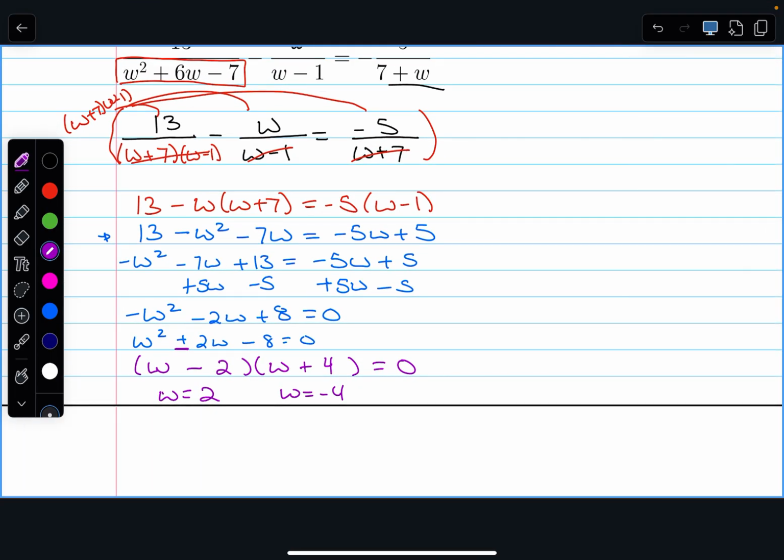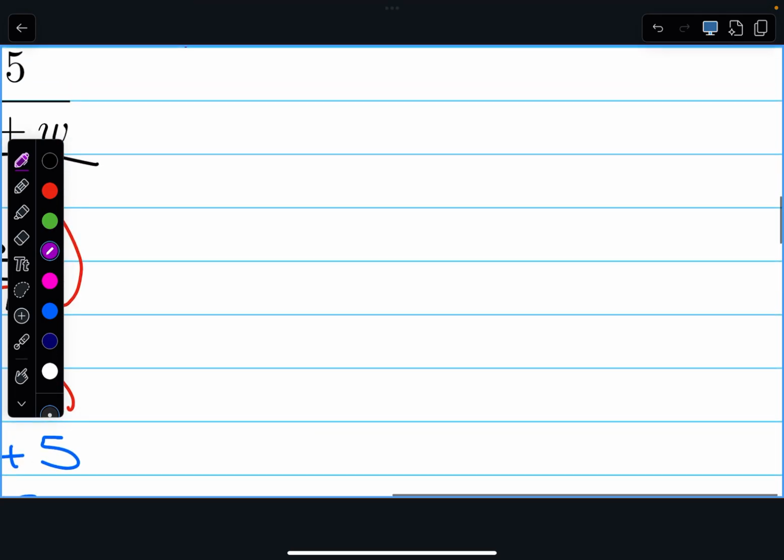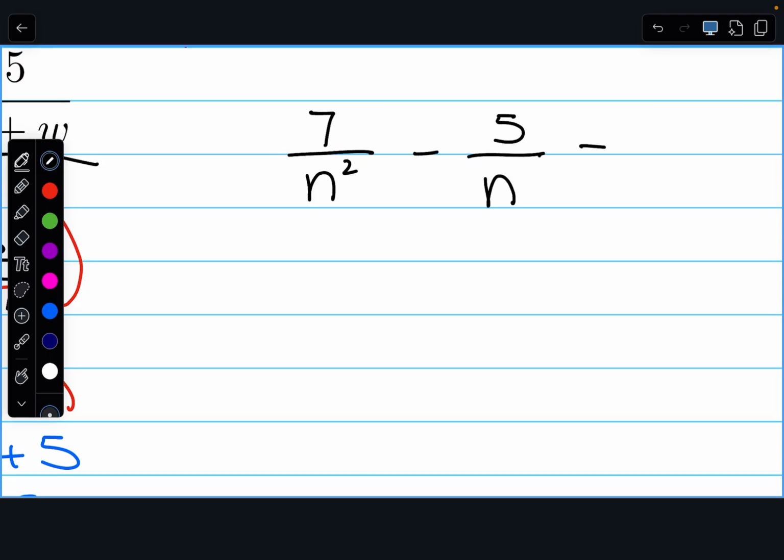Sweet. Now, the last thing I just want to touch on, because I had a couple questions on a problem like this. Let's say 7 over n squared minus 5 over n equals 12 over 4. Okay, not 4, 12 over 7. Now, our goal is to get rid of the denominator. And a lot of my students were wondering, can I multiply it by n squared, n, and 7?